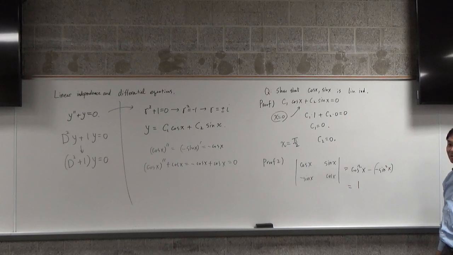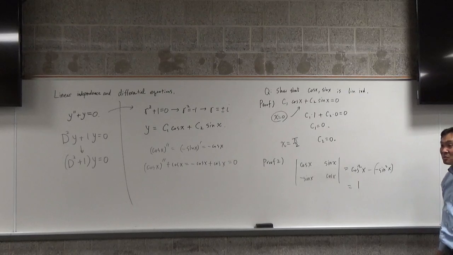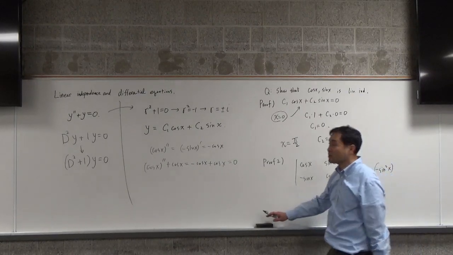Is that okay? So if it doesn't equal 0, it's linearly independent. If it's equal to 0, it's linearly dependent. Okay?